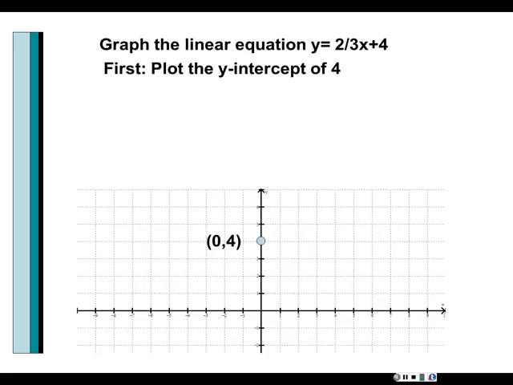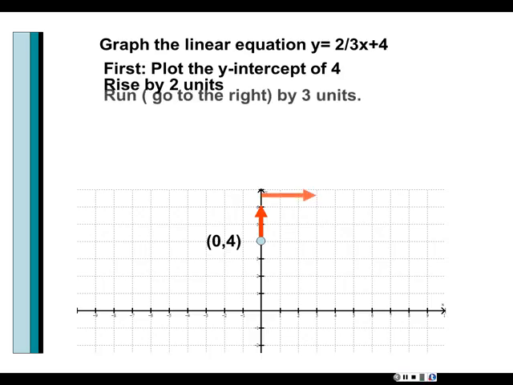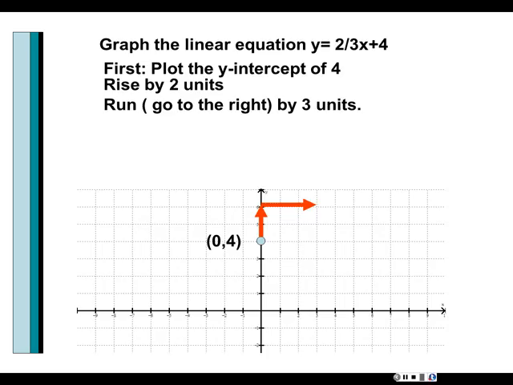Look at how we are calculating. We are going to rise by 2. Why are we rising by 2? Because in the numerator we have 2, right? So we are rising by 2. We might be falling by 2 if it is negative 2. Then we run, which means go to the right because that's positive, by 3 units. Do you see the red lines? That is how we are moving.